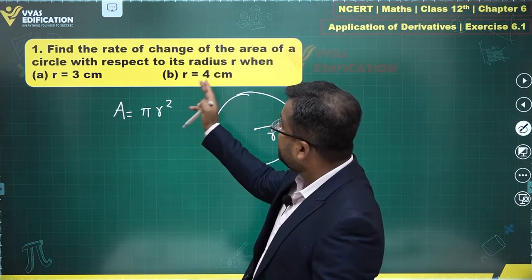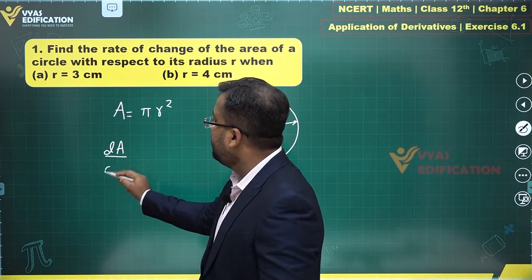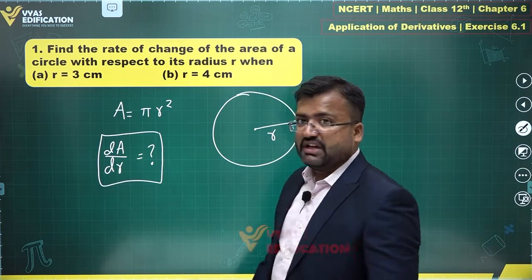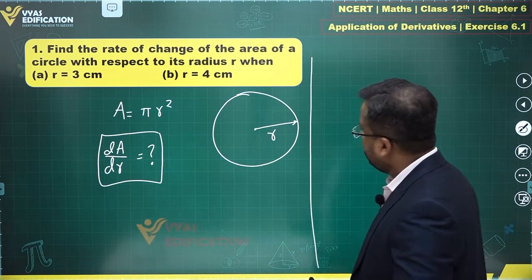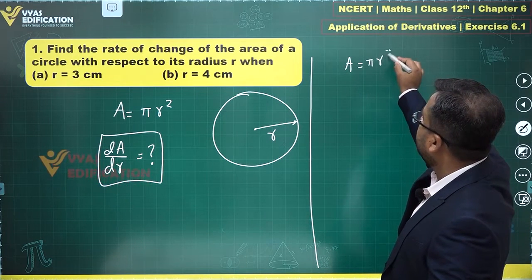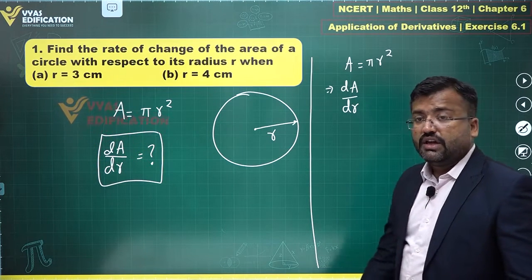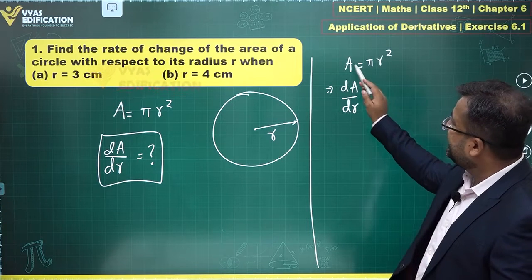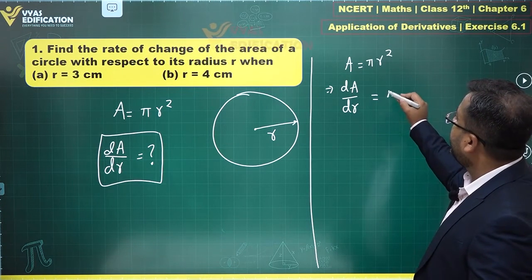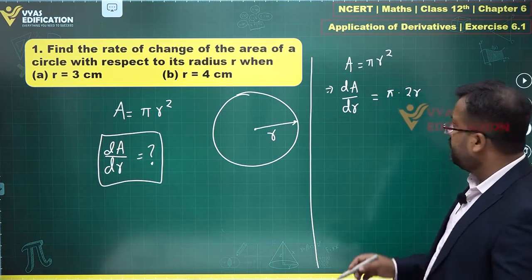Rate of change of area with respect to its radius is being asked. So what is asked is dA by dr. Rate of change of area with respect to r is being asked. Now let's find dA by dr by differentiating that A. A equals pi r square, which implies dA by dr. This is one variable, this is the other variable. Basically this is dependent, this is independent. So dA by dr will be equal to pi times the derivative of r square, which is 2r, which is pretty simple.